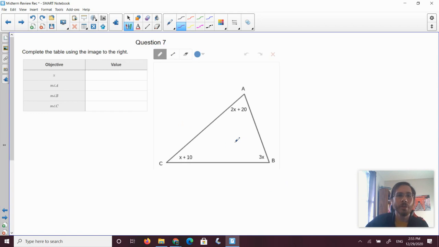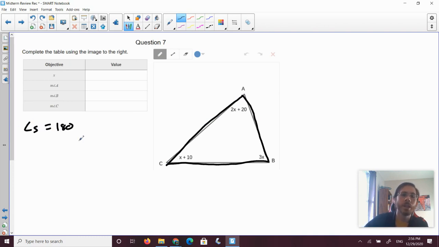All right, for number 7, looks like we have a triangle. We have to find a couple things. So let's complete the table using the image to the right. We have to find x and then each of the angles. Well, that's not too bad because, again, we do have a triangle. And so we know we do have our triangle sum theorem. So our triangle sum theorem states that all the angles have to add up to 180.